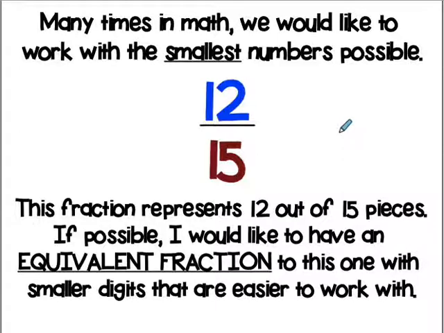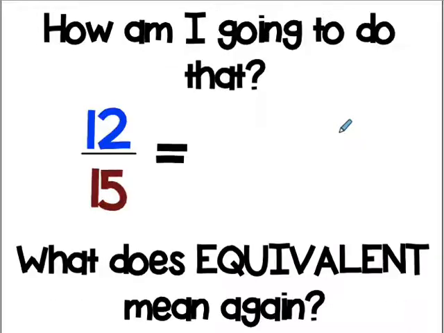So many times in math, instead of getting equivalent fractions that are bigger, we actually want equivalent fractions that are smaller because we want smaller numbers. Smaller numbers are easier to use. They're easier to multiply, they're easier to divide. So we're trying to find smaller numbers that are the same fraction, equivalent fractions.